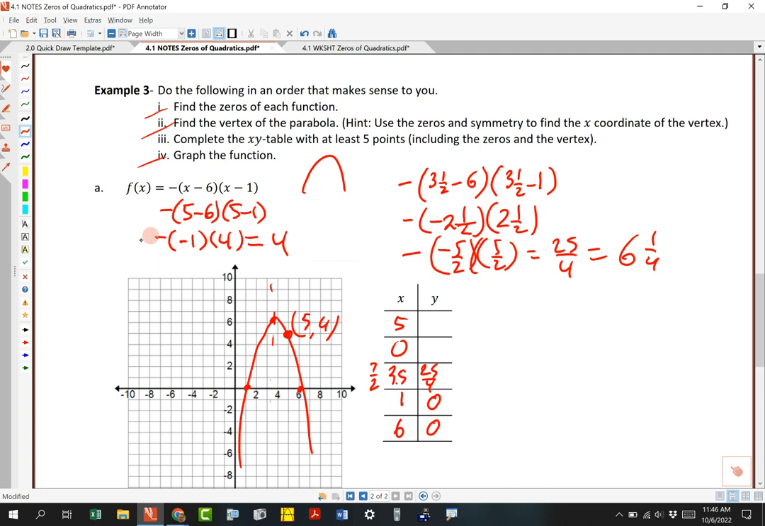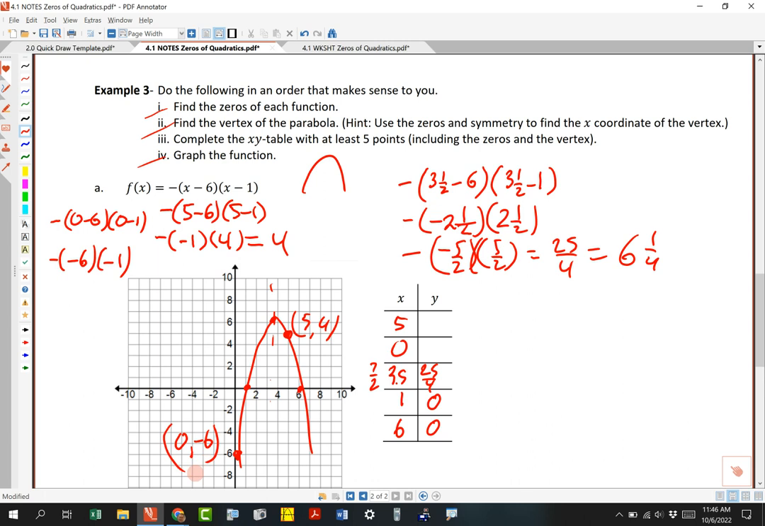And if you plug in a 0, we have a negative, 0 minus 6, 0 minus 1. Here's what's going to happen every single time. This is just going to turn into that number that's in there, that constant that's in there. So this is going to be a negative times a negative 6 times a negative 1. 3 negatives make a negative, and then we're over here. It happens to cross at 0 comma negative 6.